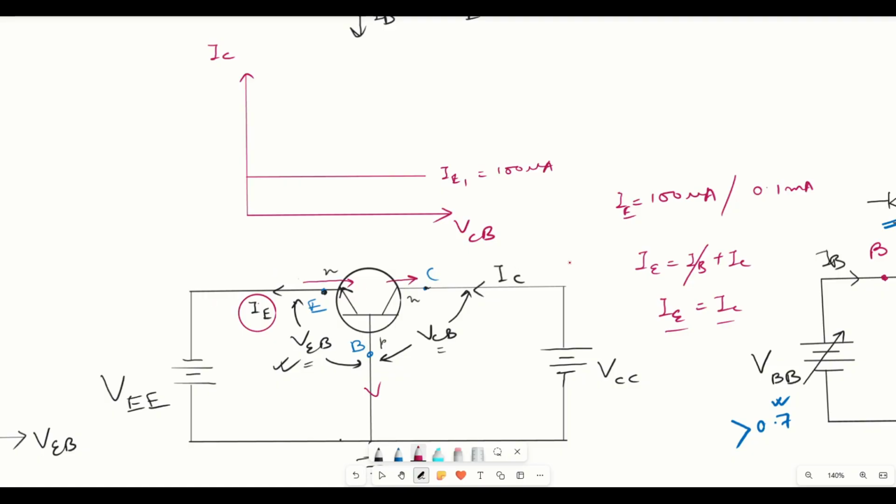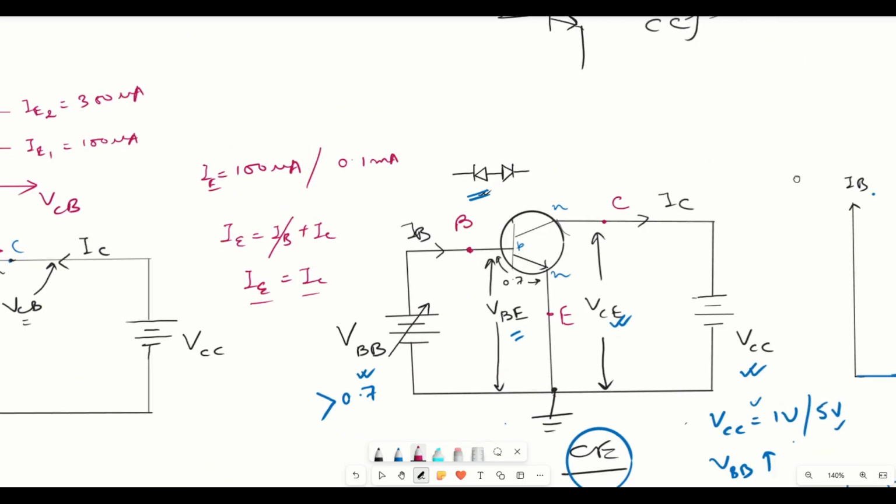So now if we increase the input, then the input current will also increase. If the input current is increased, then the output current is also increased because both are same. So the IE2 plot will be here. Suppose around that 300 microampere. Okay. So this is the response of output characteristics of the common base configuration.